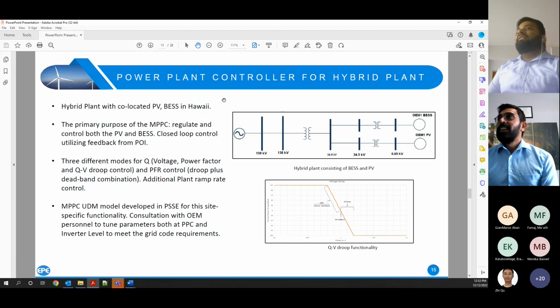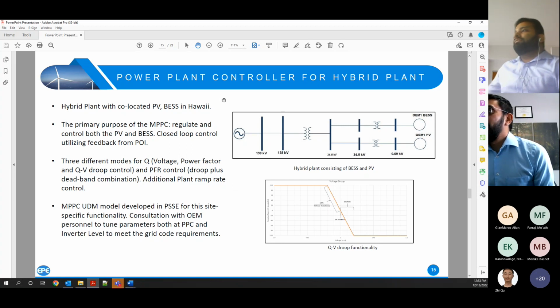Okay, perfect. All right, we got another question here from Mandala. When working with the OEM to model the user-defined controller, does the OEM provide the IP information about the control architecture, or would you be working off a block model?